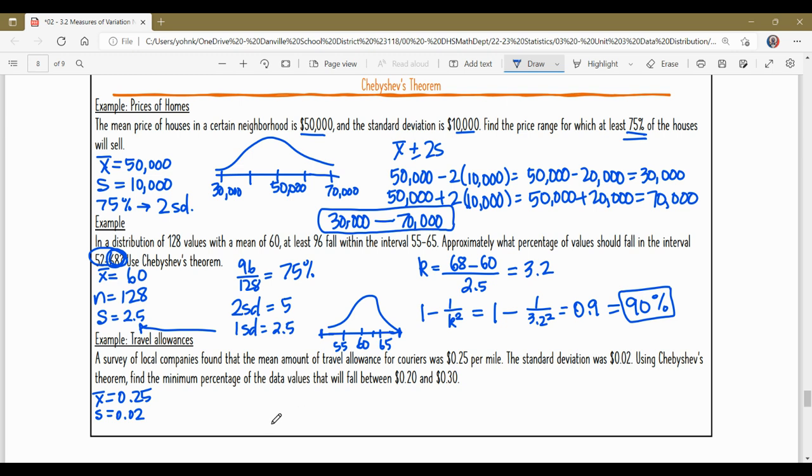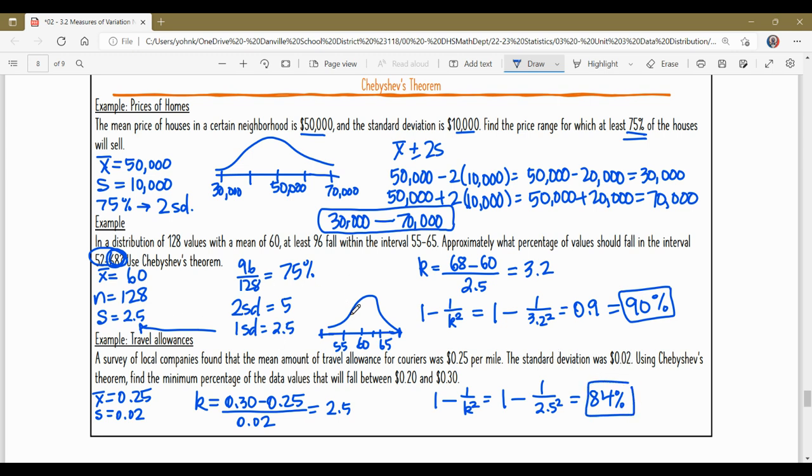and 30 cents. Well, I have my mean and standard deviation, so I can find my K. I take the high end of the new range, which is 30, subtract the mean, which is 0.25, and divide by the standard deviation, which is 2 cents. When I do this, I get 2.5. Then I'm going to use 1 minus 1 over k squared. I'm going to do 1 minus 1 over 2.5 squared. And that's going to give me 84%.